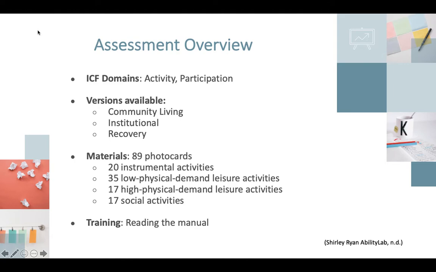The activity card sort measures the full range of activities that adults may engage in and features 20 instrumental activities, 35 low physical demand leisure activities, 17 high physical demand leisure activities, and 17 social activities. It also reflects the client's level of engagement with each activity and whether or not that activity has been discontinued, guiding the clinician to find out why. It is recommended to read the manual so that the activity card sort is properly understood, administered, and scored.